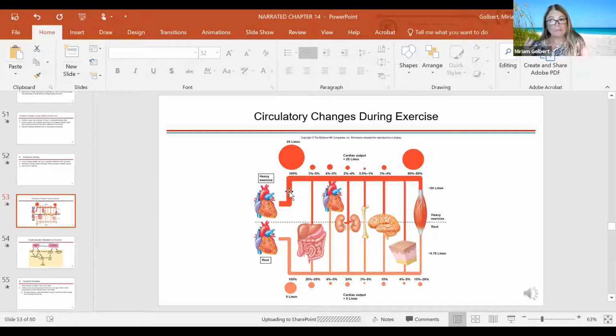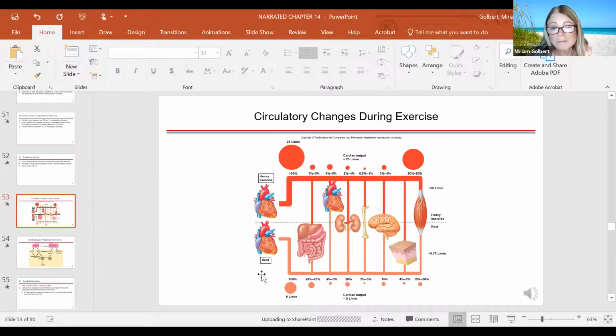Remember, we don't have a lot of blood to go around. It's only 5 liters. And you don't have to memorize these numbers. You don't have to know all this. But what the body wants to do when you're exercising, and just look at these little circles, is that most of the blood is going to go to the skeletal muscle, and we're going to decrease the supply to the other organs, right? Because we're not needing those organs. You're not going to be studying while you're having heavy exercise and all that.